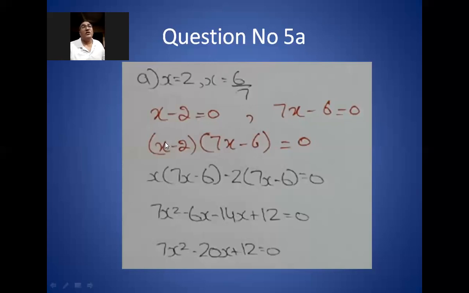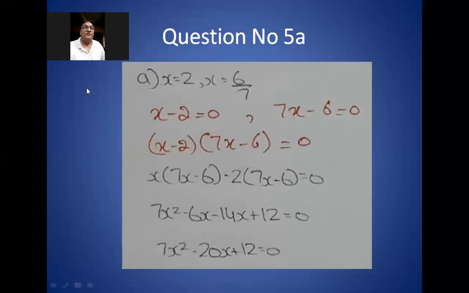So when you multiply these two equations, x will multiply with the second bracket, then minus 2 will multiply with the second bracket. Here you can see I've done this. So you will have 7x squared minus 6x minus 14x plus 12 equals to 0. So 7x squared minus 20x plus 12 equals to 0. So this is that equation.